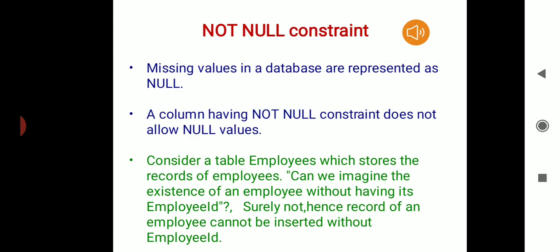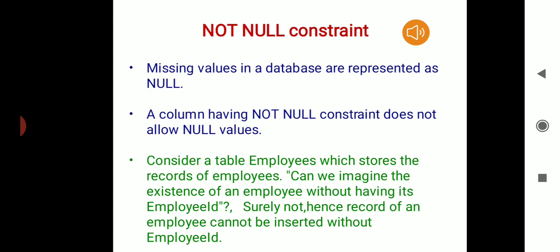The second type of constraint used in MySQL is the not null constraint. Any missing values in database systems is represented as null. A column having not null constraint does not allow these null values. Now consider a table called employees which stores the records of employees. Can we imagine the existence of an employee without having an employee ID? Surely not, isn't it? Hence, the record of an employee cannot be inserted without an employee ID.